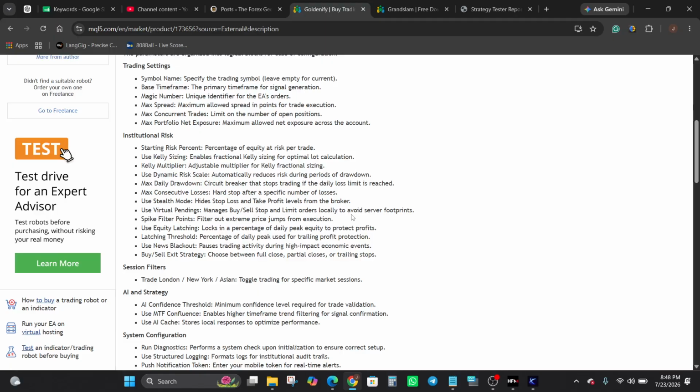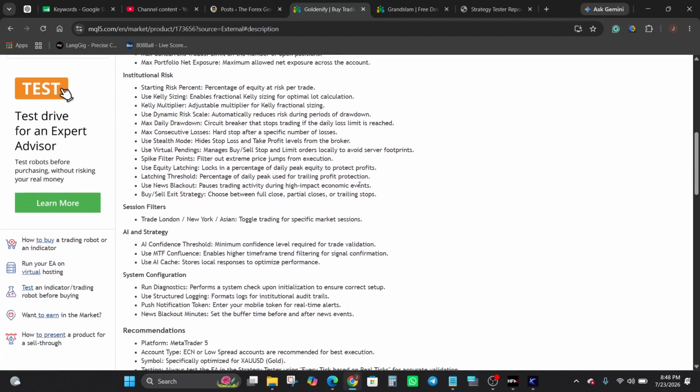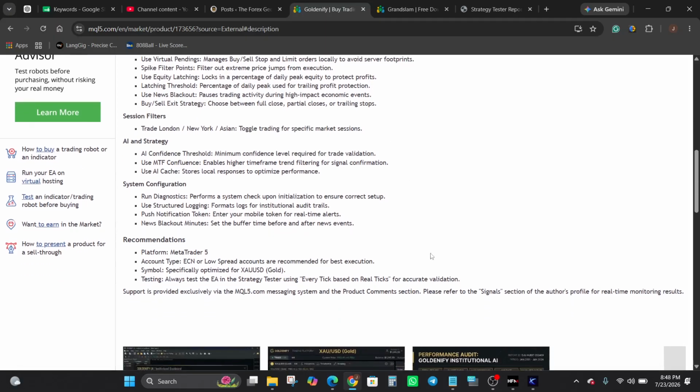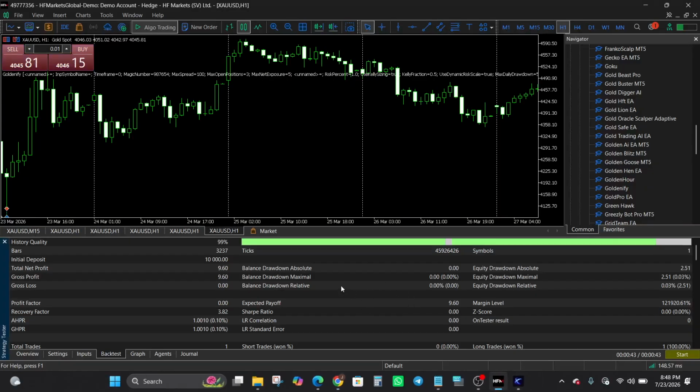Okay, so now from a trader's perspective, having granular inputs for lot sizing, session restrictions, and hard daily drawdown limits is valuable because it gives you control over exposure, especially if you are trading under specific account constraints. Now let us transition over to the strategy tester reports to analyze how the EA behaves under backtesting conditions.